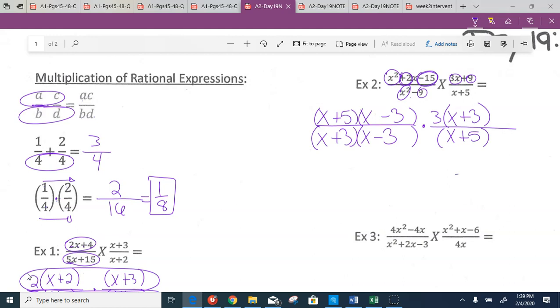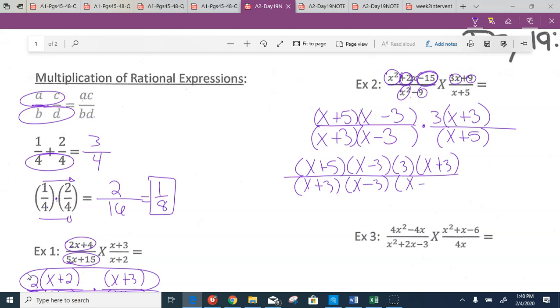So now I'll go ahead and make one long fraction with all my numerator stuff: x plus 5, x minus 3, a regular 3, and x plus 3 again. On the bottom, I have x plus 3, x minus 3, and x plus 5.